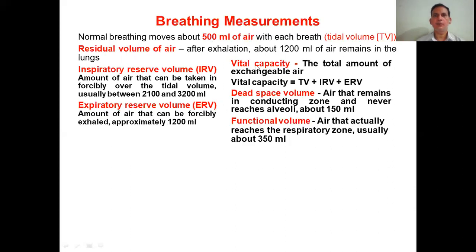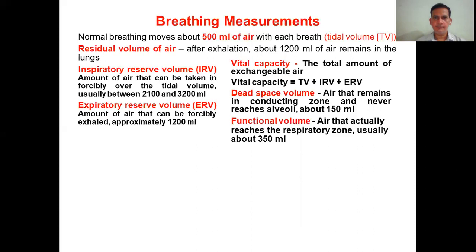Now we have something called the vital capacity. This vital capacity is the total amount of exchangeable air, which is equivalent to tidal volume plus inspiratory reserve volume plus expiratory reserve volume. So we can add all the three values. Let's say the tidal volume is 500, so we add this 500. Then we have the inspiratory reserve volume, which is about 3200 ml. Then we have the expiratory reserve volume. All the three values we add, and what we get is the vital capacity.